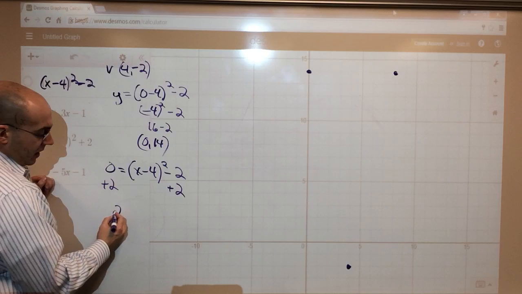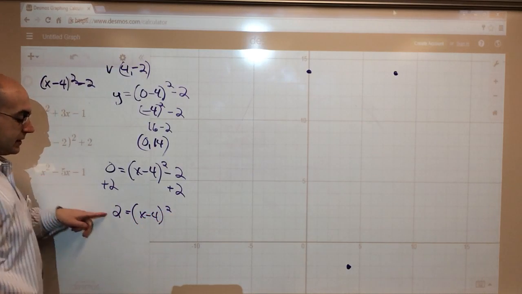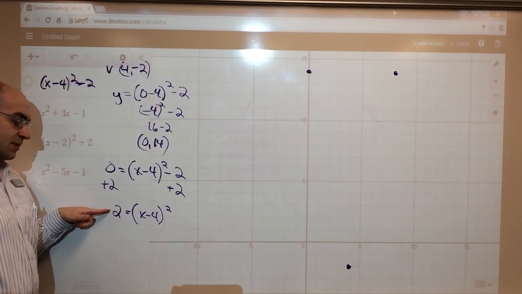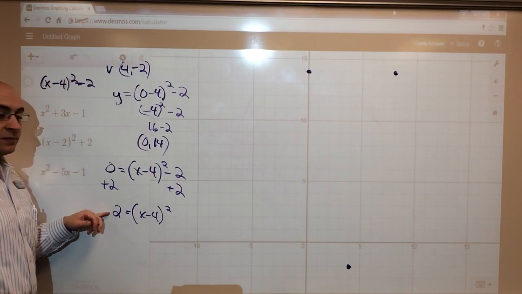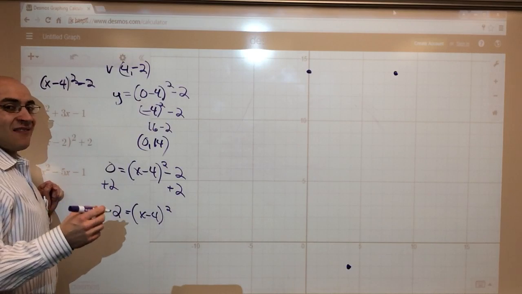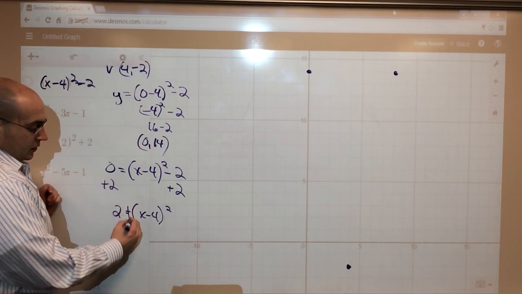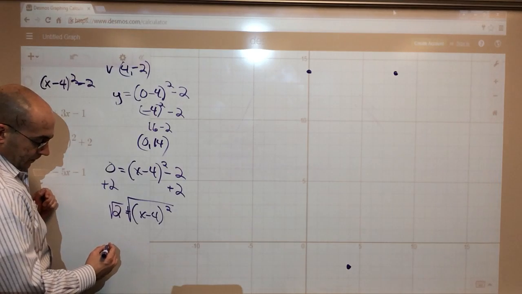Now, at this point right here, I know I'm going to have two x-intercepts. Why? Well, because when I take the square root of both sides, this is a positive number. If it was a negative number, which we already would have known, I wouldn't have any x-intercepts because I'd have the complex number i, or the imaginary number i. Square root both sides is my next step.